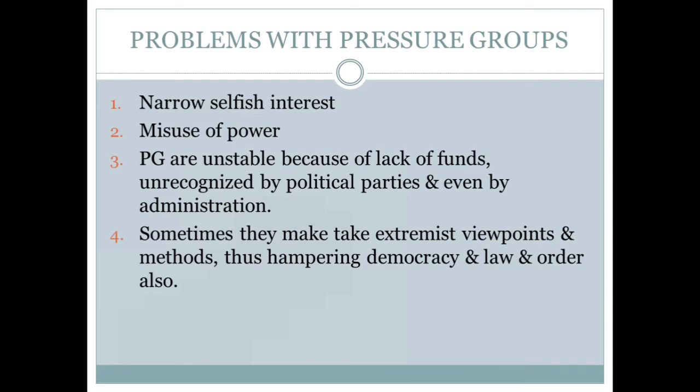Second, they are unrecognized. They are unrecognized by political parties and even by the administration. Fourth, sometimes they may take extremist viewpoints and methods, thus hampering democracy, law and order also. Generally, this recent Citizenship Amendment Bill saw all these flaws with the pressure groups, that they were trying to do something good, but they had very extreme viewpoints and very extreme methods of bringing their interest in front of the country. So you can see the problems with the pressure groups.